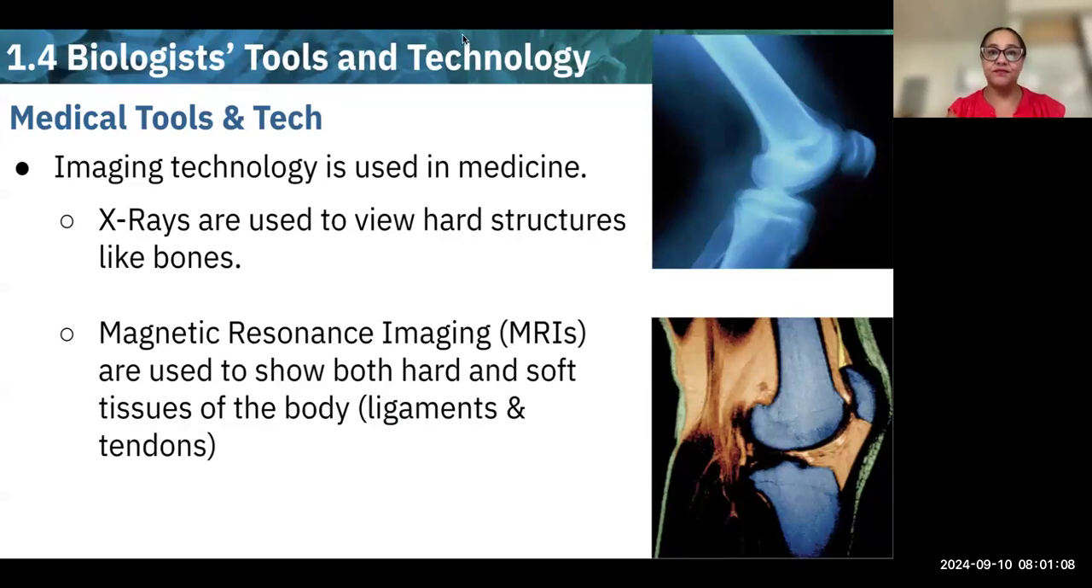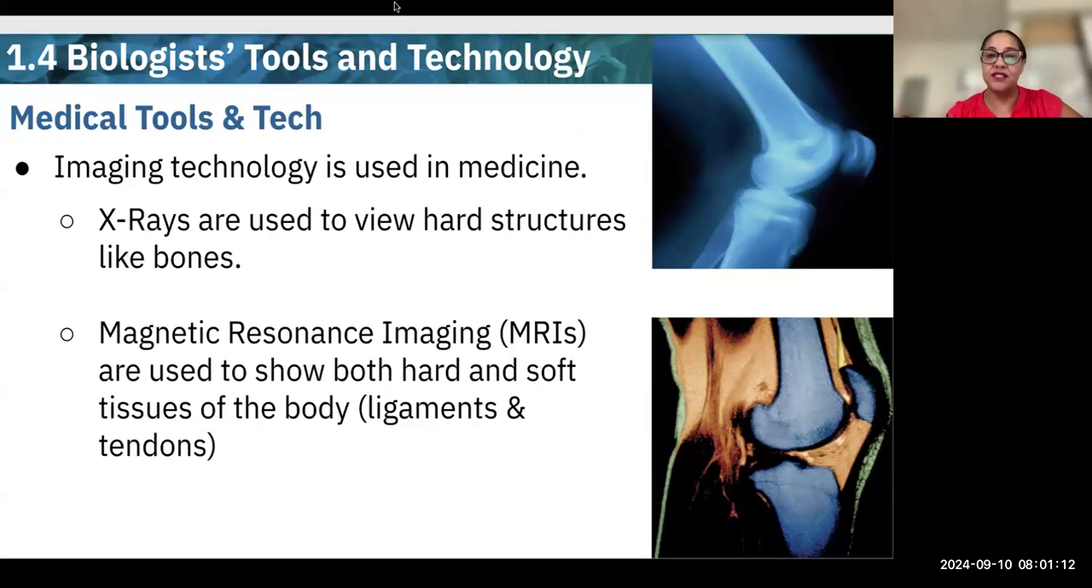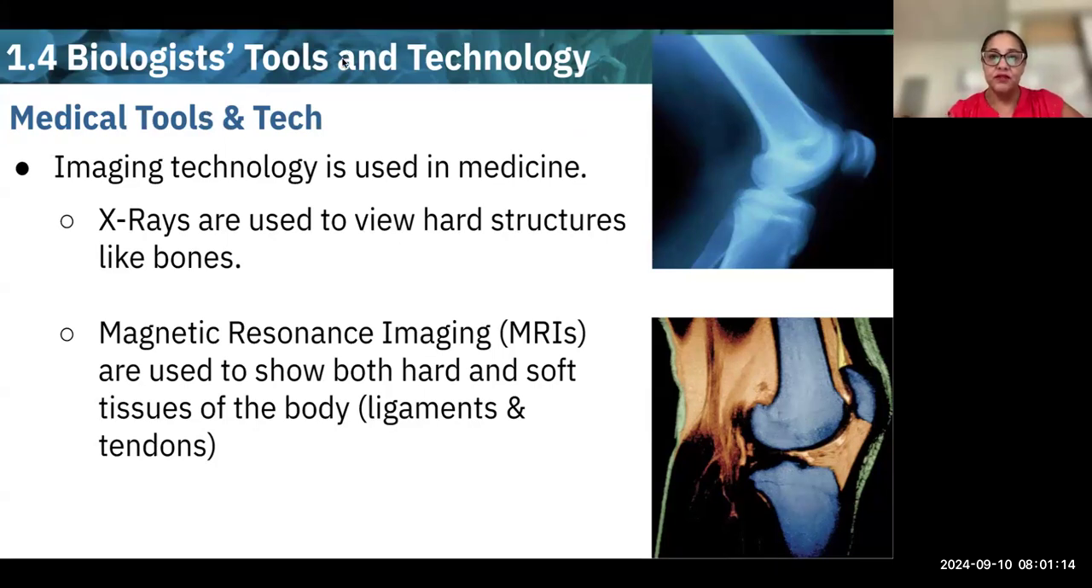Medical tools and technology. Imaging is used in medicine. If you've ever broken a bone or had a suspected broken bone, you've had some kind of an X-ray. They're used to view hard structures like bones. If they think there's more damage, you have what's called an MRI, which stands for magnetic resonance imaging. That imaging technology is used to show both bones and then soft structures like tendons, ligaments, and sometimes even muscles.